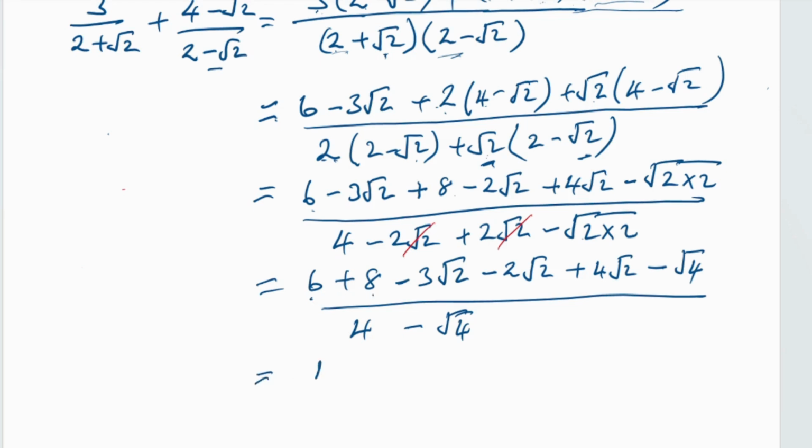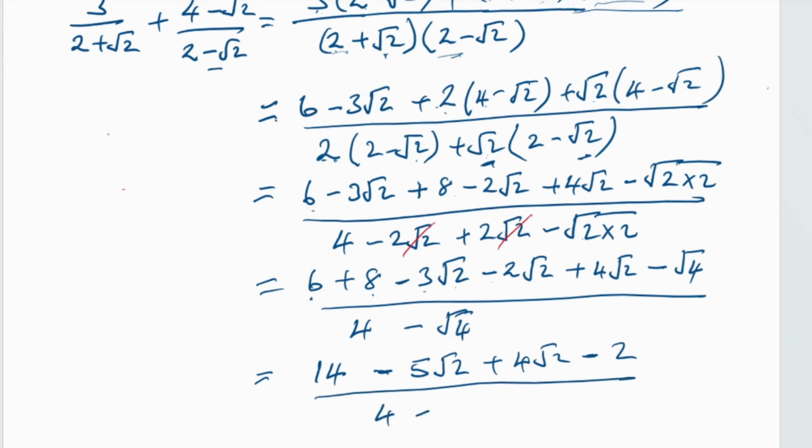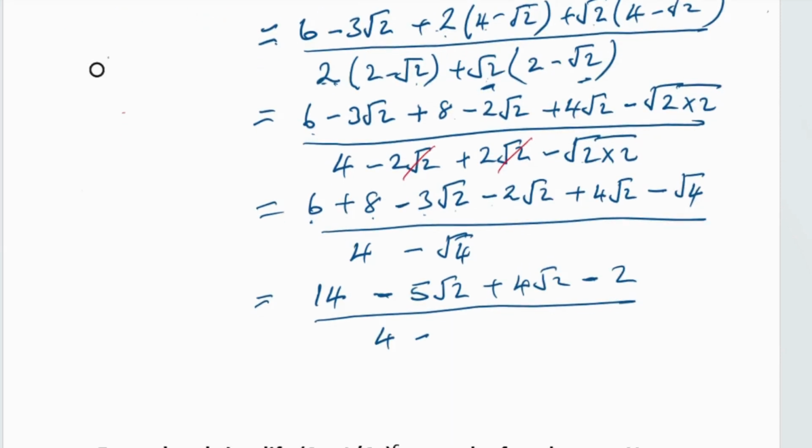6 plus 8 is 14 minus, now I add the like terms. So minus 3 square root 2 minus 2 square root 2 will be equal to minus 5 square root 2, plus 4 square root 2, minus, now the square root of 4 is 2, over 4 minus square root 4. The square root of 4 is 2.